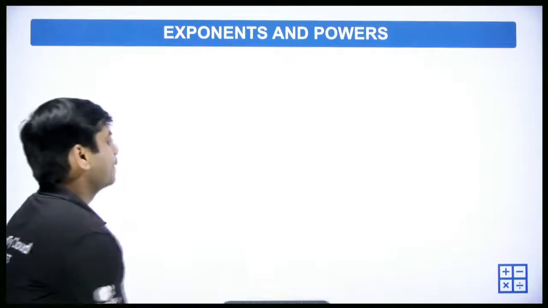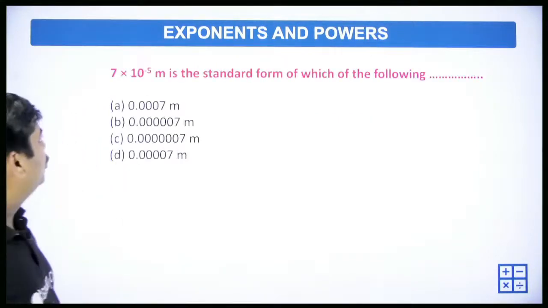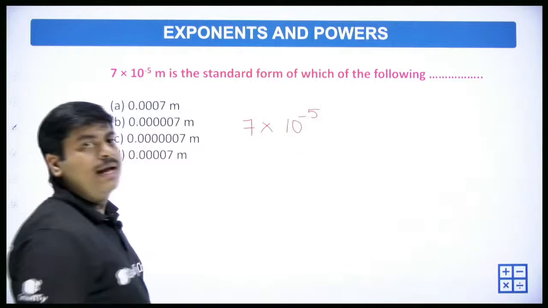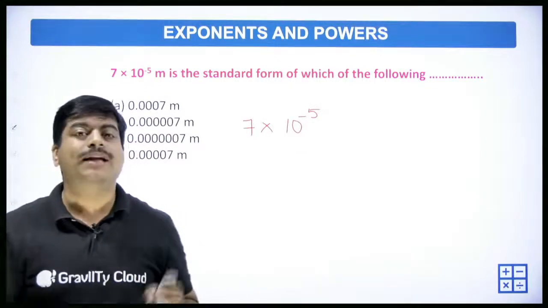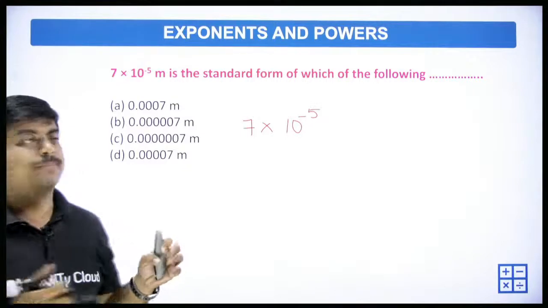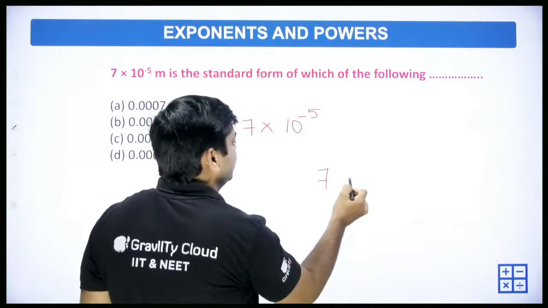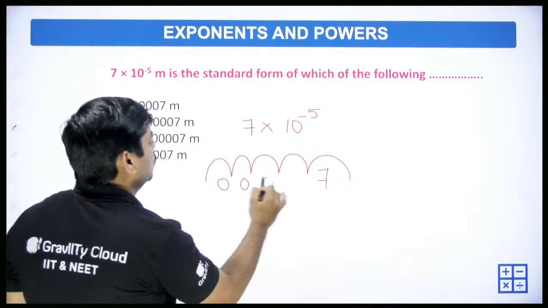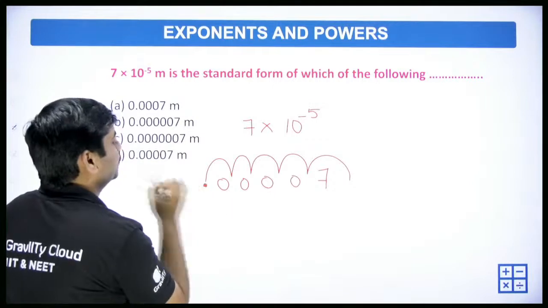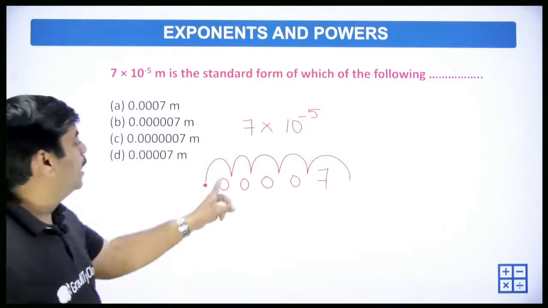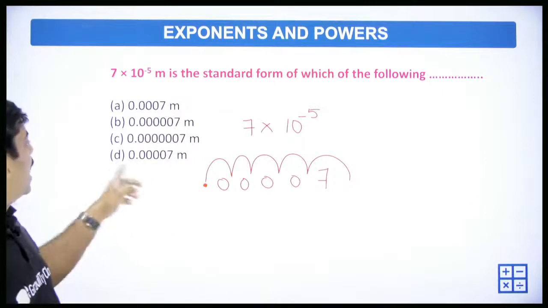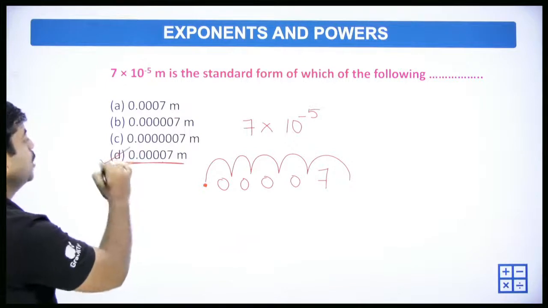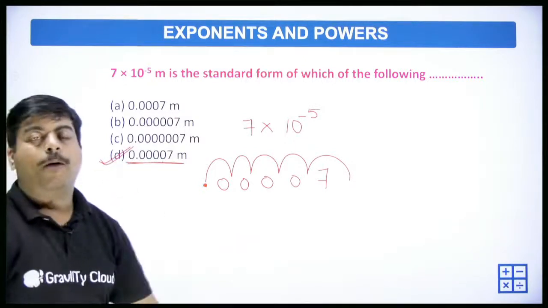So moving ahead, 7 into 10 power minus 5 meters. 10 power minus 5 means you need to bring the decimal back by 5 places. So 7 is here, decimal is here, 1 2 3 4 5, 0 0 0 0. So the decimal will be here. 0.00007, that is 4 zeros and then 7. So option D is the correct answer.